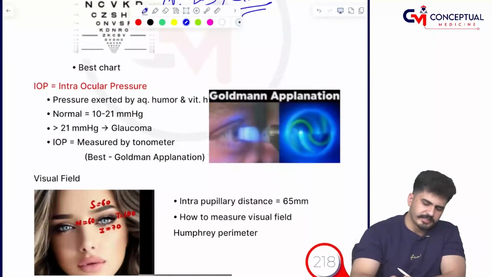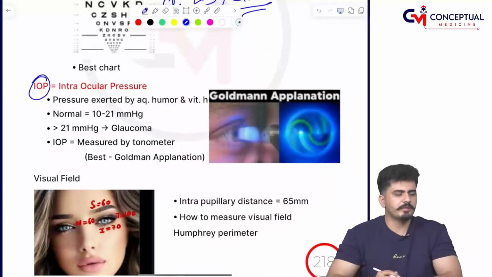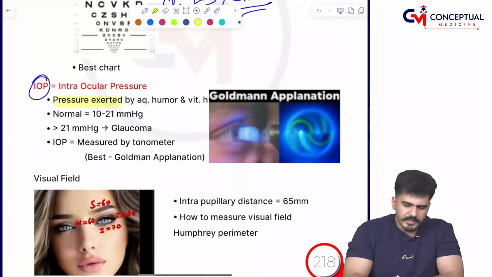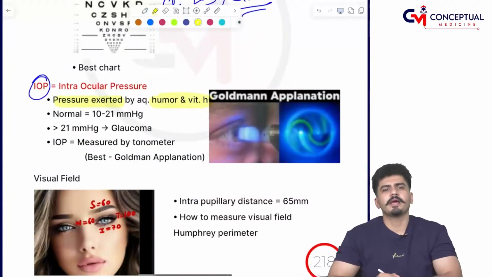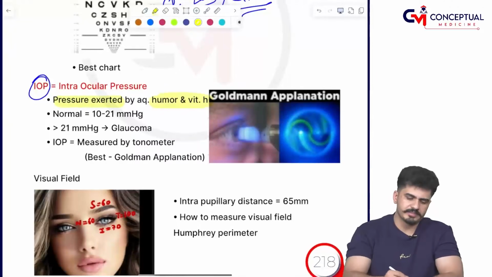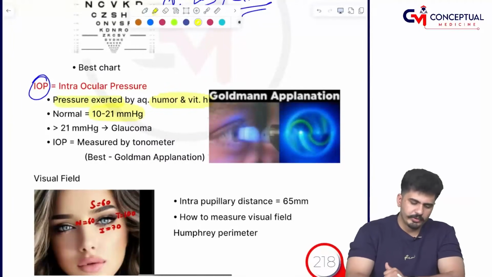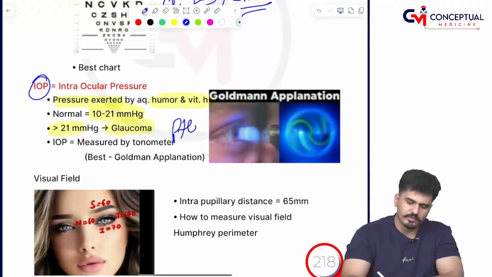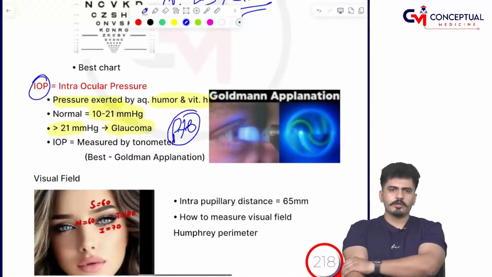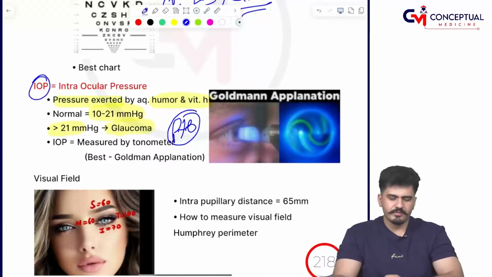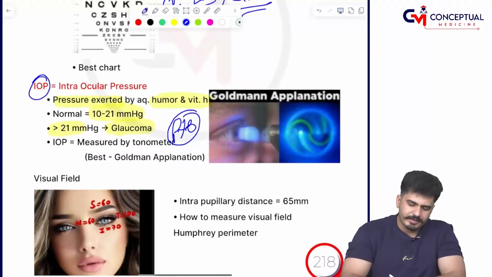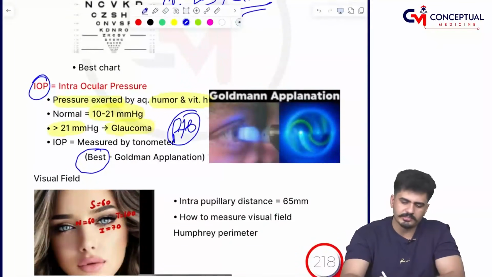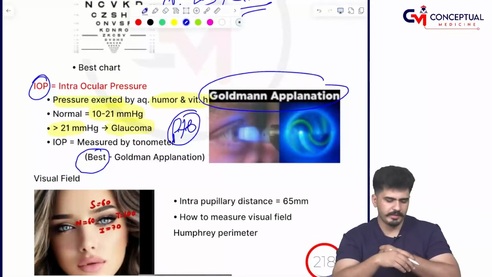Now, let's talk about the next thing, which is intraocular pressure, sir. Ladies and gentlemen, it is a pressure exerted by both aqueous and vitreous humor. Normal is 10 to 21. If it is more than 21, it is called glaucoma, and it is measured with the help of a device, which is a previous year question of your exam, sir. The best device to measure the intraocular pressure, again an exam question, is Goldmann applanation.